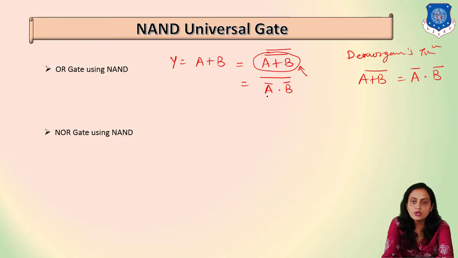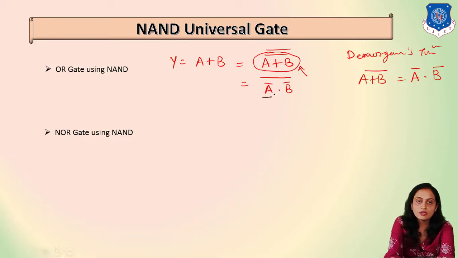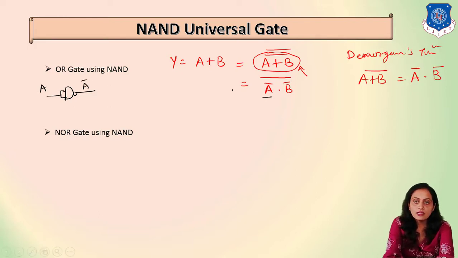So what I will do? I will do first A bar. So A bar, I will use this as NOT gate using NAND. This gives A bar, and then B bar.